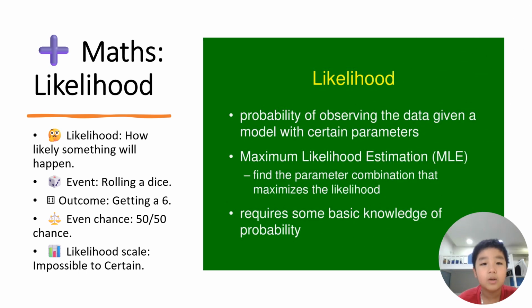Now for maths. We have learned about likelihood, which is how likely something is to happen. An event is something that happens, like rolling a dice. An outcome is the result of the event, like getting a 6. An even chance, or a 50-50 chance, is as likely to happen as not to happen. We can use the likelihood scale to describe the chance of something happening, from impossible to certain.